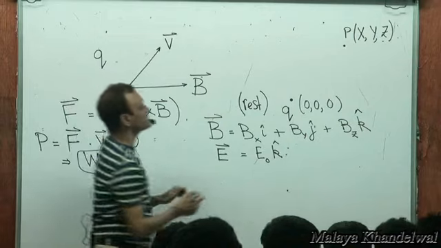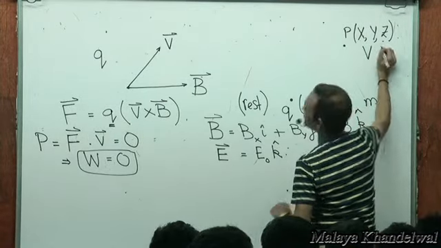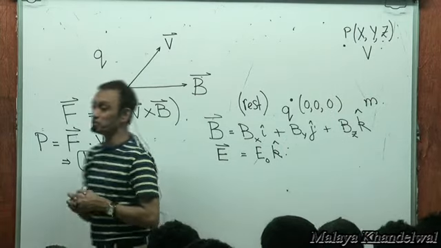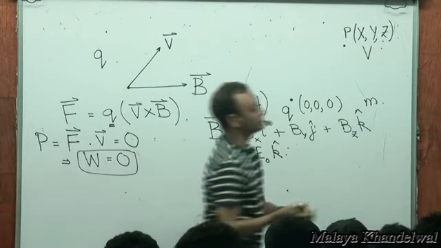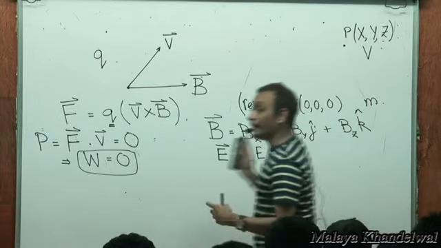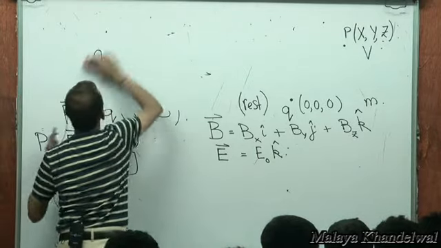I now want to find, let's say the mass of this charge is m. I want to find the speed of the charge when it reaches the point P. Now, I can apply the work energy theorem to this.